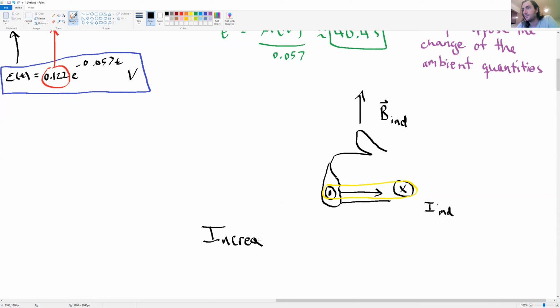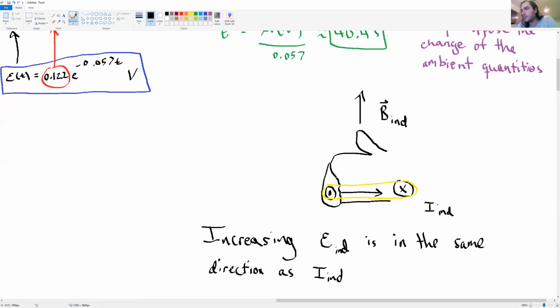So the induced EMF is in the same direction as I induced. Right, that was a rule. It's a rule, but maybe we should talk a little bit about why that rule is true.